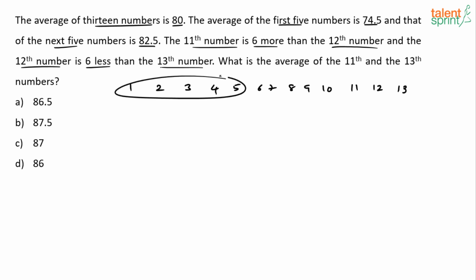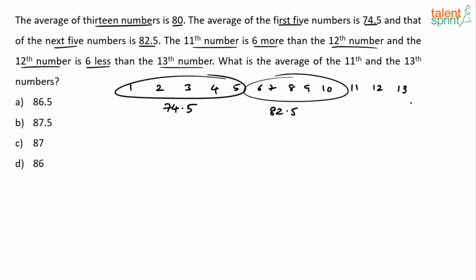So he says average of first 5 numbers. Average of all the 13 numbers is 80, by the way. Average of first 5 is 74.5. Average of the next 5 numbers is 82.5. What are the next 5 numbers? Serial number 6 to serial number 10. So serial number 1 to 5 average is 74.5. Serial number 6 to 10 it is 82.5. Then 11th number is 6 more than 12th number and the 12th number is 6 less than 13th number. So it all depends on 13th number, right?